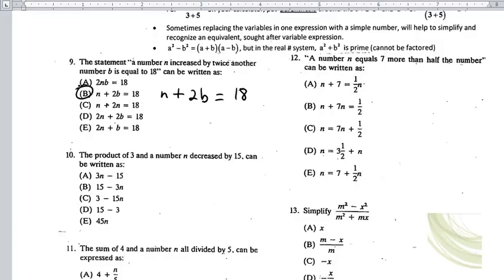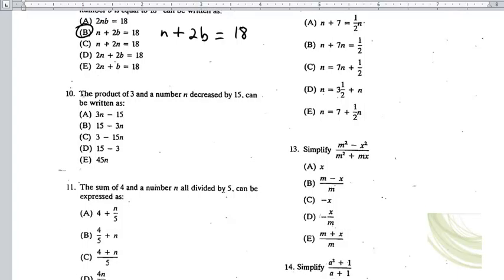Okay. Number 10, the product of 3. Product means multiplication. So 3 and a number n decreased by 15. So you're decreasing it by 15, and then of course that is A. Pretty easy, right?